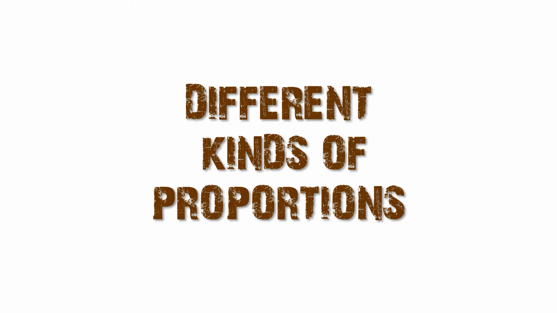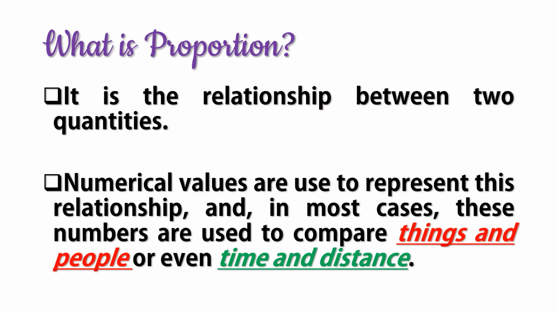This video lesson will talk about the different kinds of proportions. What is proportion? Proportion is the relationship between two quantities. Numerical values are used to represent this relationship. And in most cases, these numbers are used to compare things and people or even time and distance. So we use numbers to represent the relationship between two quantities, and that is proportion.